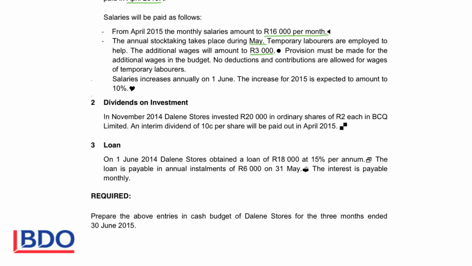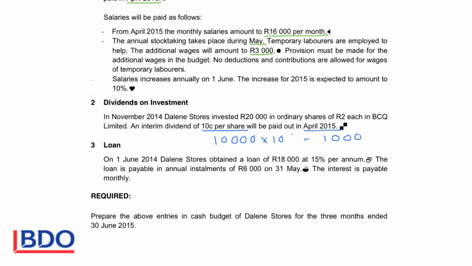dividends on investment. In November 2014, the business invested money in shares. So they invested 20,000 in R2 shares. If I divide the 2 into the 20,000, it means that they bought 10,000 shares. An interim dividend of 10 cents per share will be paid in April. So this will be money coming into the business during April. You must work out the number of shares, so it's 10,000 shares times 10 cents, and that will give me an income of 1,000 rand.